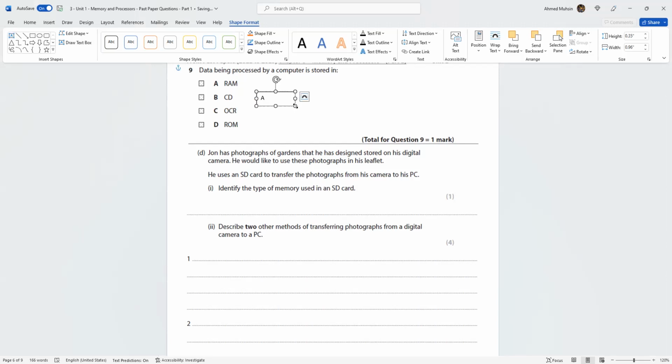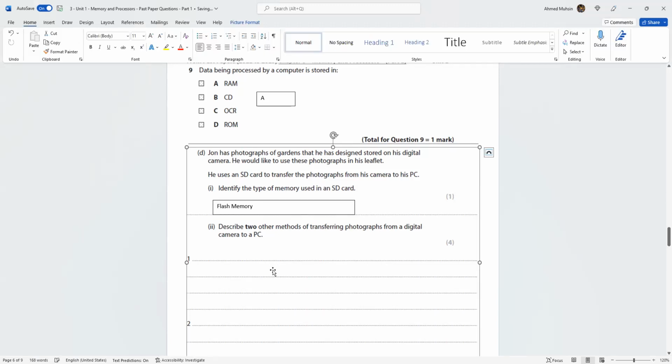John has photographs of gardens that he has designed stored on his digital camera. He would like to use these photographs in his leaflet. He uses an SD card to transfer the photographs from his camera to his PC. Identify the type of memory used in an SD card. An SD card is a storage device. The type of memory that it uses is flash memory. So over here we put flash memory.